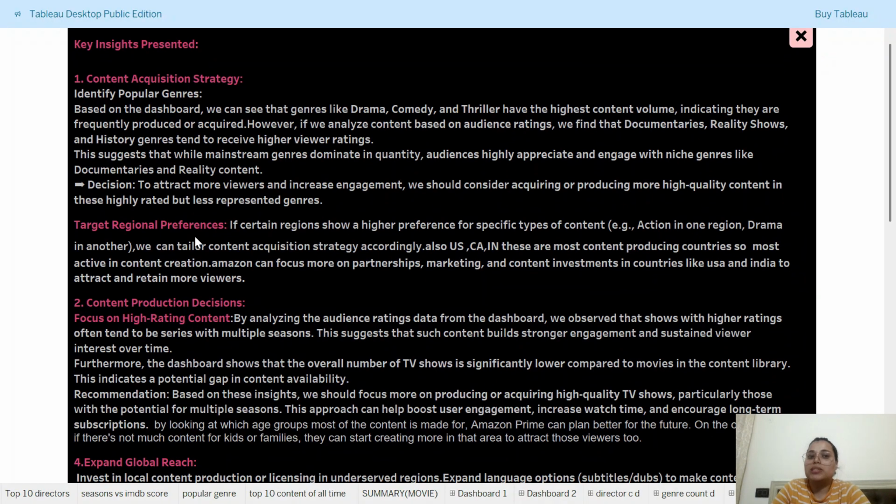If we talk about target regional preferences, certain regions show higher performance for specific types of content. Like US, Canada, India, these are the most content producing countries, so most active in content creation, right? So we can focus on partnerships, marketing, and content investment in countries like these.